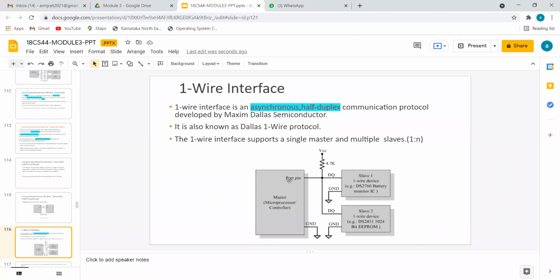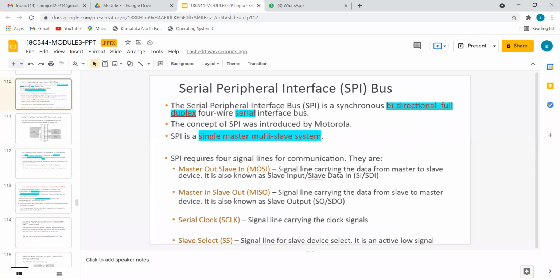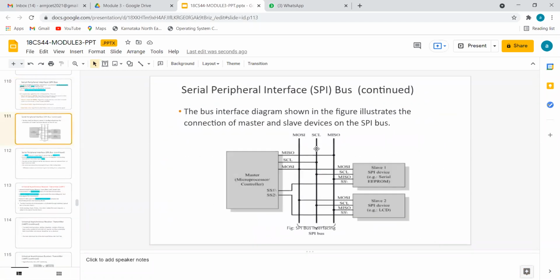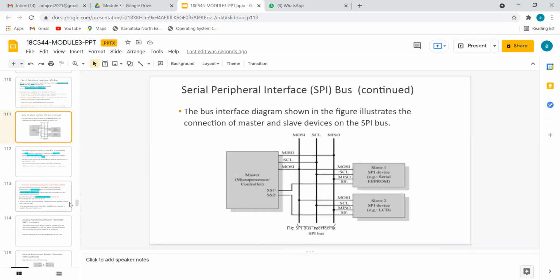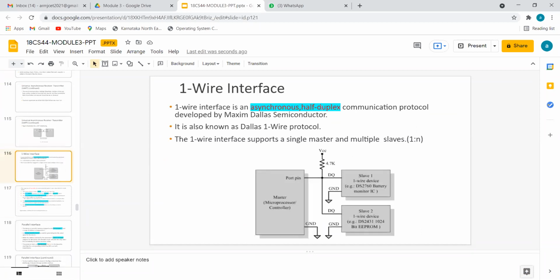Coming to this part here, there can be one master and n number of slaves, hence it is called 1:n. And it's asynchronous. Please remember, if in an interface there is no clock signal like the previous one I have shown you, here it is, like this there is no clock. Such communication interfaces are called asynchronous. Half duplex means anyone can send at a time. It was developed by Maxim Dallas Semiconductor Company.